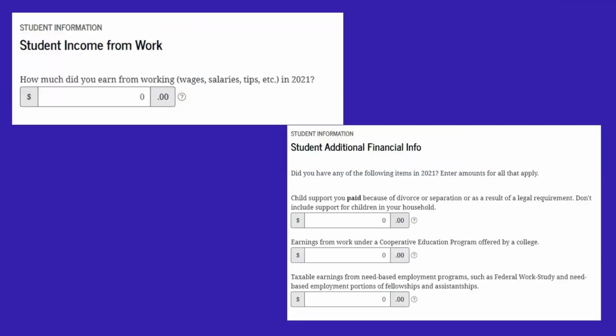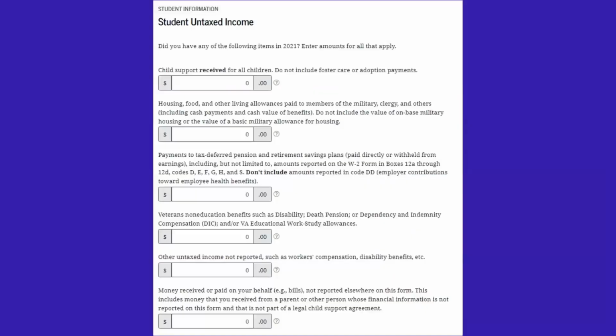All right, so assuming that you're not using the retrieval tool, they're going to ask how much the student earned from working. They're also going to ask if there's any child support you paid. Again, this is an instance where it is an adult student who may be paying child support, or money earned from the co-op that the student earned, and taxable earnings from need-based employment programs like a federal work-study program that you would list all those out here.